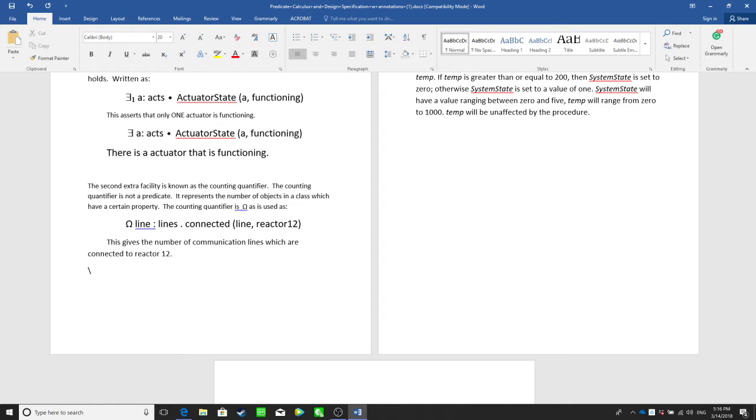So lines connected, this part remains the same. This structure still tells you that the line is connected to a reactor, which is reactor 12. Okay, line is connected to reactor 12, and this gives you the number of lines that are connected to reactor 12. Okay, so is this logic clear?